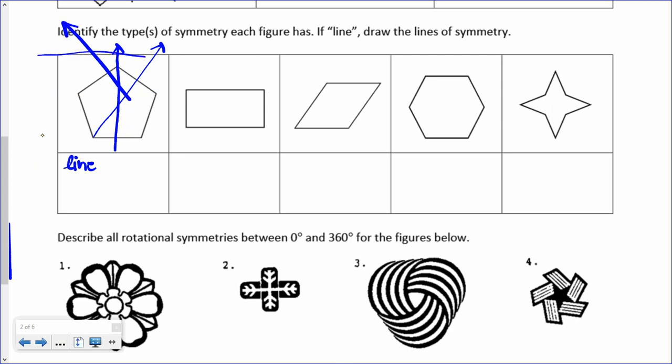I apologize. Go away. Let me try that again. Dang it. Sorry, guys. You can't spell symmetry. Just trying to spell it. There we go.